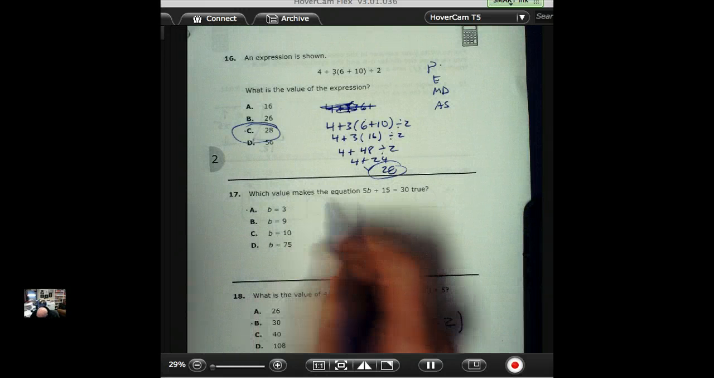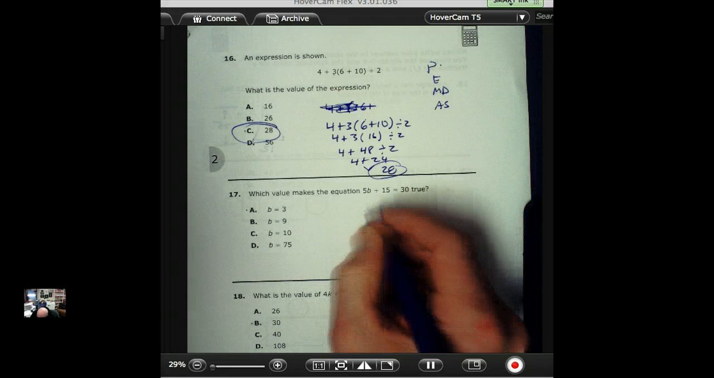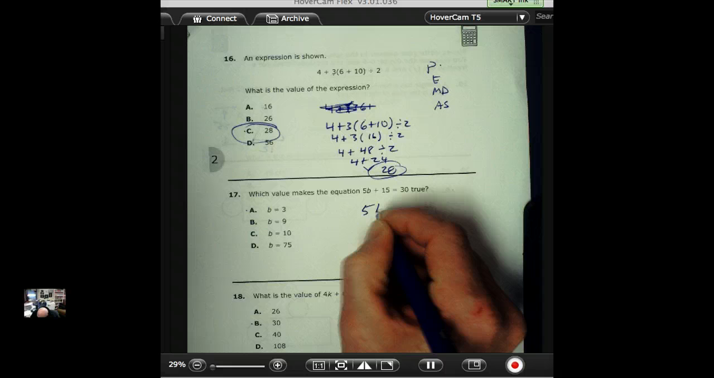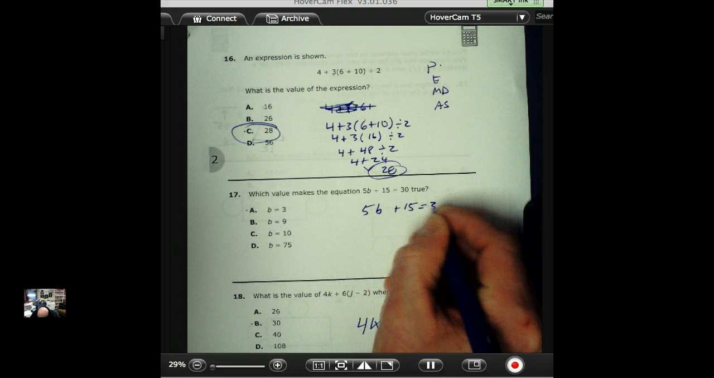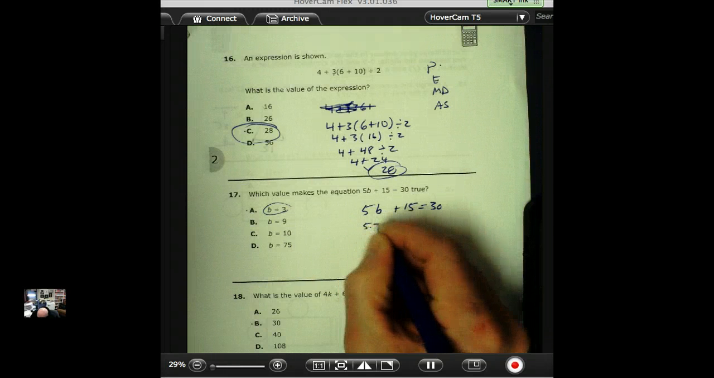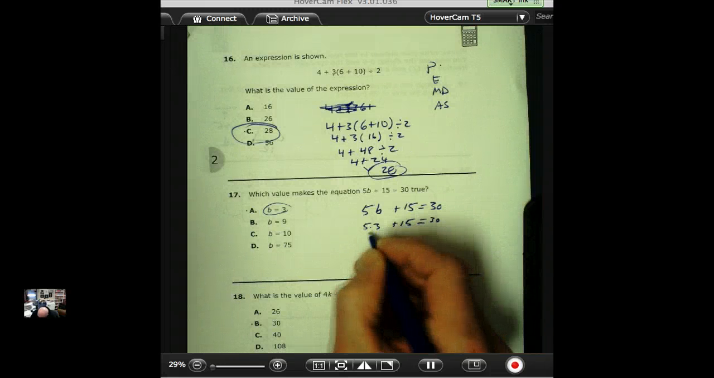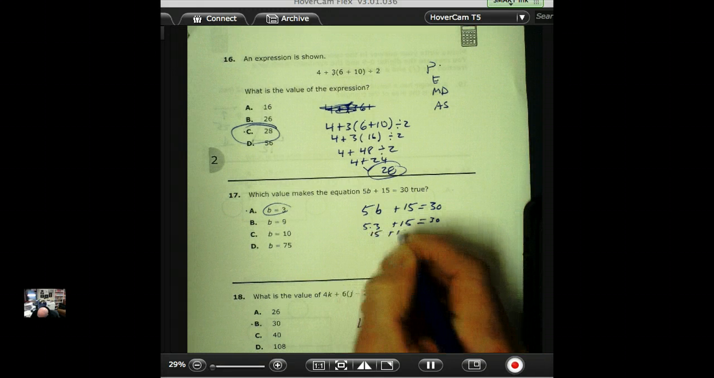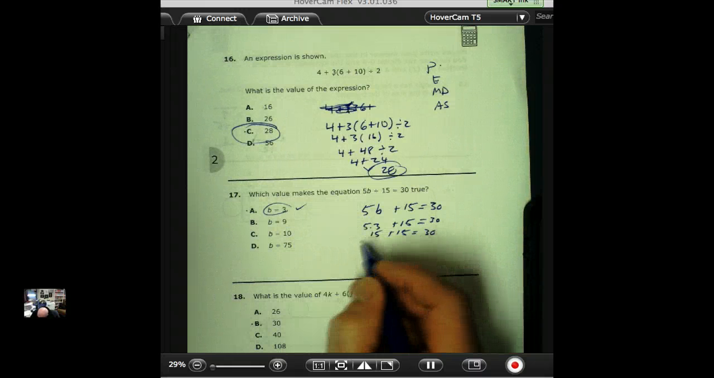Which value makes the equation 5b plus 15 equals 30? I'll just substitute in, put in 3 first. 5 times 3 plus 15 equals 30. 5 times 3 is actually 15, plus 15 equals 30. So this one here looks to be okay. Let me just do a quick substitution on the others.